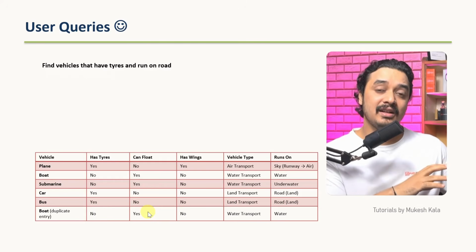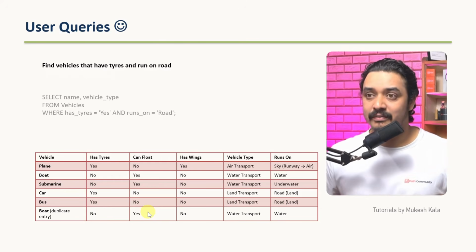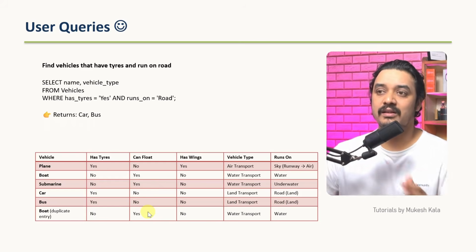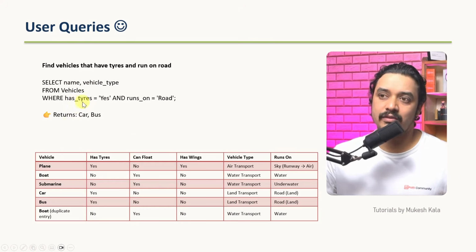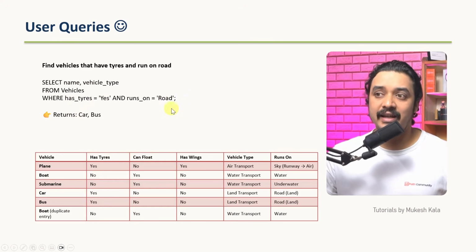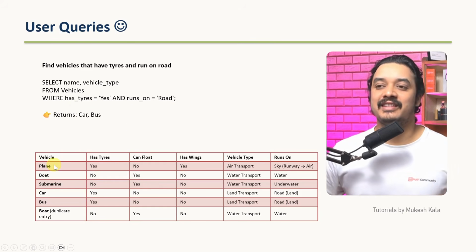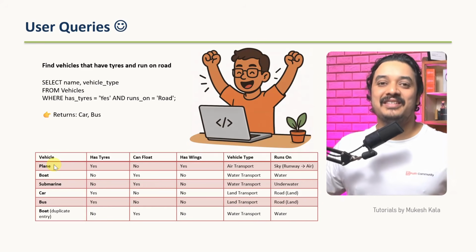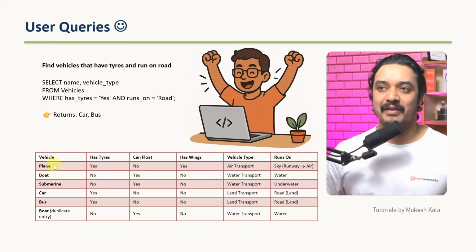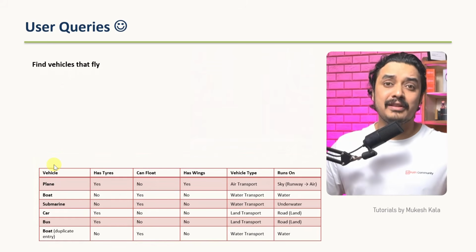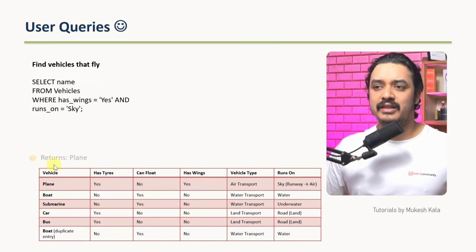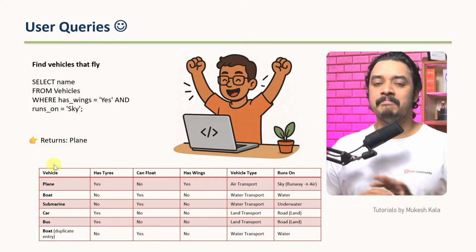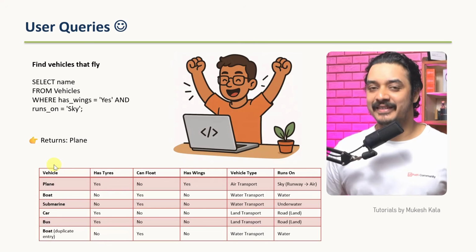In our SQL playlist, we have understood that we can write this query, right? Select star from this table where the vehicle type has tires is yes, and it can run on road. Boom, the answer is correct. Yes, everything is going as expected. Users are asking queries, my database is able to provide the response. The third one: find me the vehicle that can fly. The same thing, it has wings and can fly, and it returns plane. The developer is super happy, everything is going perfectly, right?